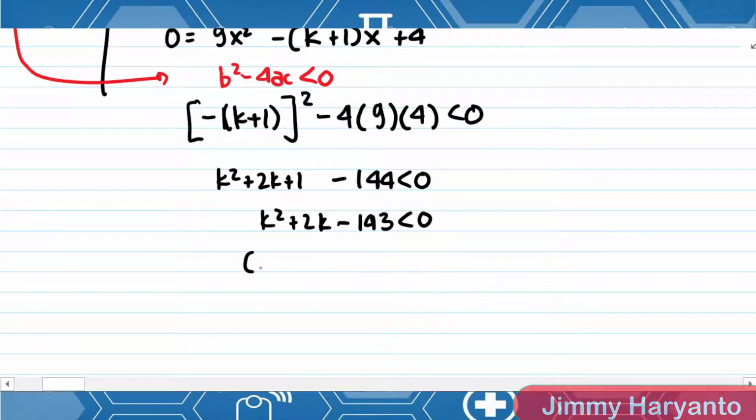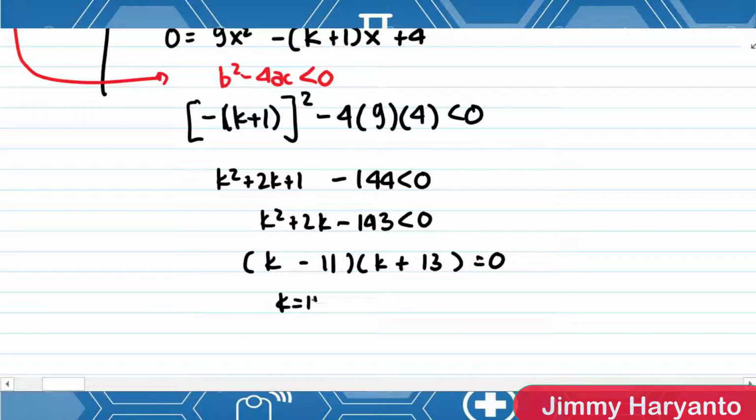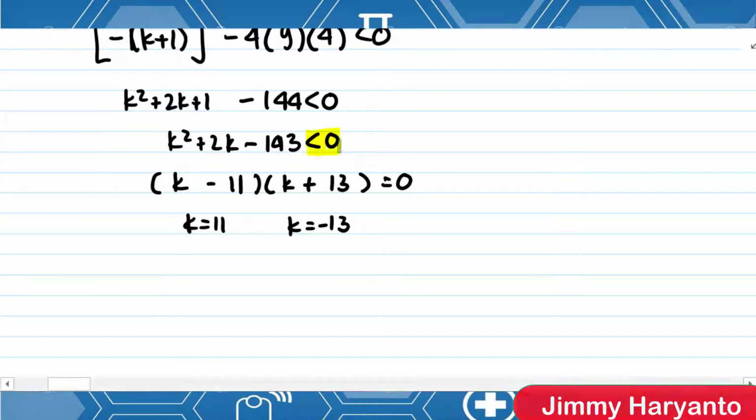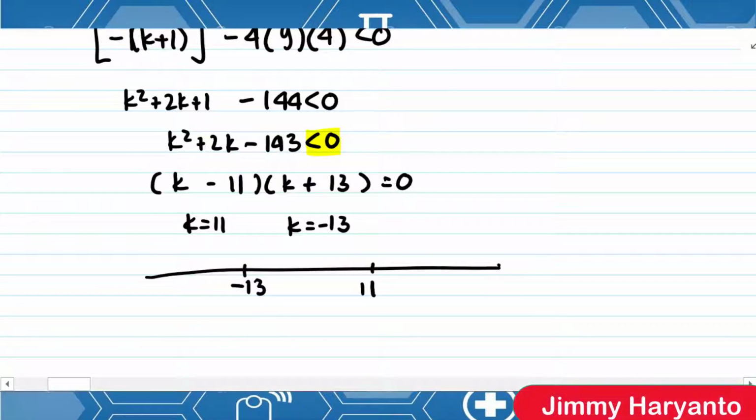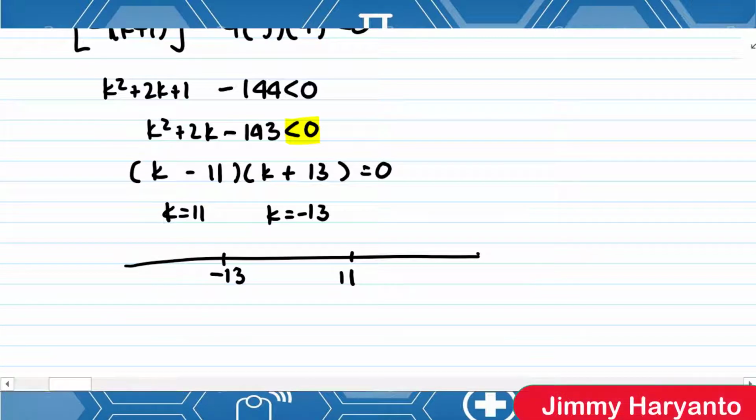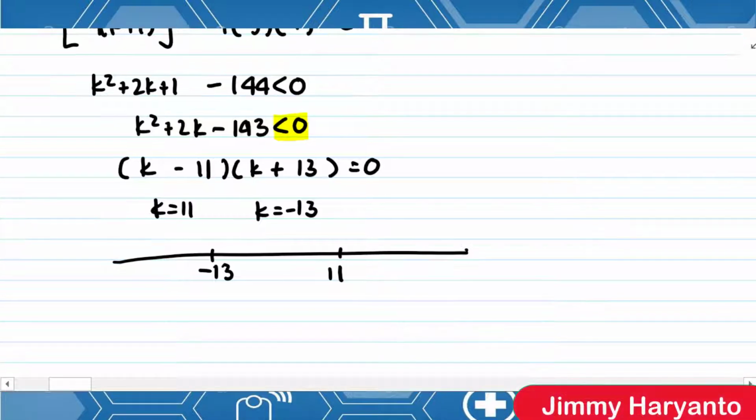And then the last step will be factorization, but it should be equal to 0 first. So it will be 13 and 11. k plus 11, k minus 13, and then this one is plus, this one is minus. k equals negative 11, k equals 13. Be careful for this one, we have this sign less than 0. That means we have to create a number line, and then the numbers will be negative 13 and 11. After that, you have to shade the area, the intervals.